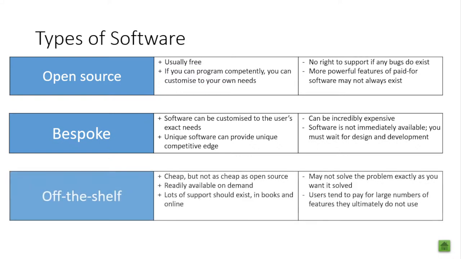And then finally, our halfway house. In between open source and bespoke software, we have off-the-shelf software. It is cheap because the development costs are spread across all of the users that buy it, but it's not as cheap as open source. It is available on demand, normally by download now, but I remember going to the shop, PC World or Currys, and buying Microsoft Office off the shelf, literally off the shelf.